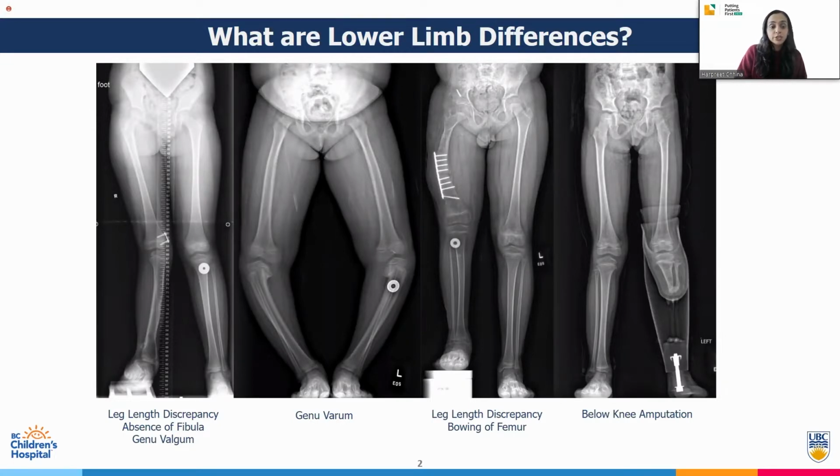These are conditions such as leg length discrepancy, where there is one leg shorter than the other in length, or there is complete or partial absence of one or more segments of the lower limb. So as you can see on the screen, on the left-hand side, there's an image of a child with a leg length discrepancy, followed by an image with angular deformities of the knee. And on the far right is an image of a patient with an amputation due to a lower limb difference.